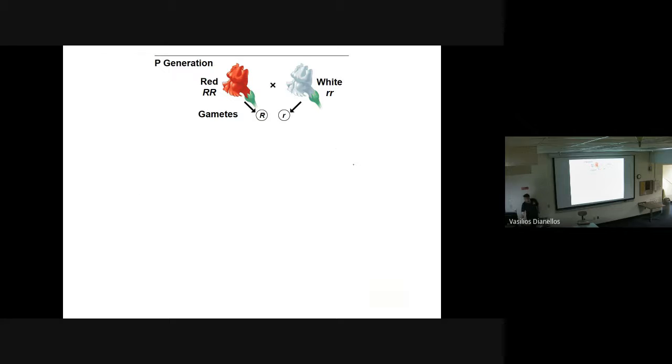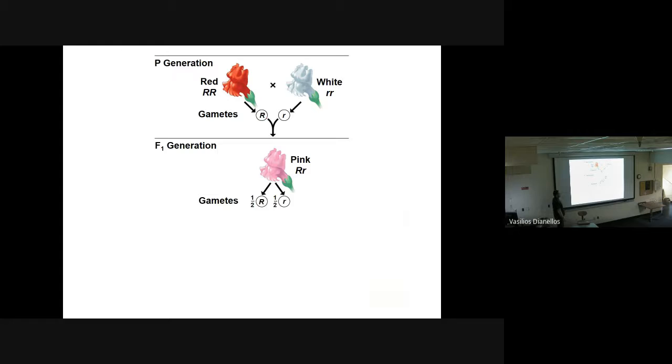Obviously, when the red one goes through meiosis and those R's segregate, it doesn't matter that they segregate, because 100% of the sperm or egg are going to be big R. Same thing with the white one: 100% of the sperm or egg will be little r. Now, when you mix those, obviously 100% of the offspring are going to be heterozygous, big R, little r. And because this is an example of incomplete dominance, the genotype falls in between the two and we get pink.